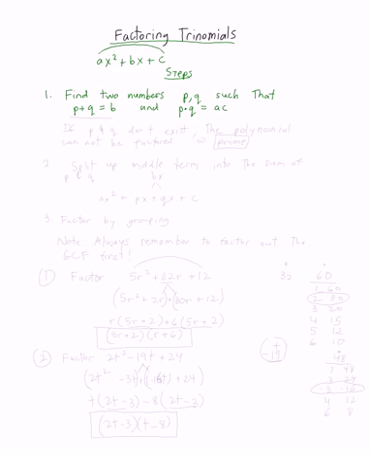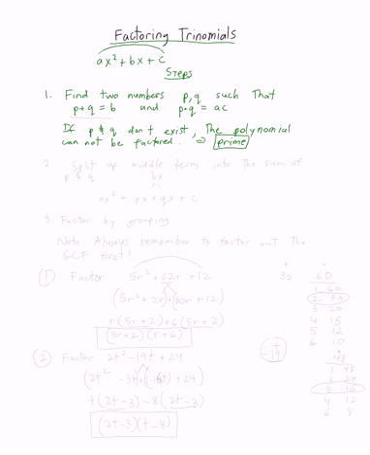Now what if you can't find them? If P and Q don't exist, the polynomial cannot be factored. In other words, it's prime. Now that's not going to happen too often, but you need to know what to do in case you can't find those two numbers.